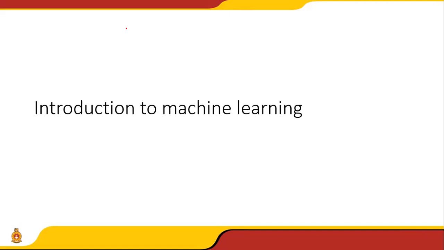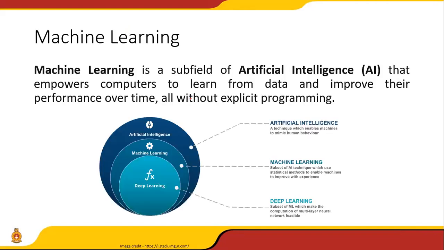So we'll see in a very general context what kind of thing we have under machine learning. Machine learning is a subfield of artificial intelligence that empowers computers to learn from data and improve their performance over time, all without explicit programming.